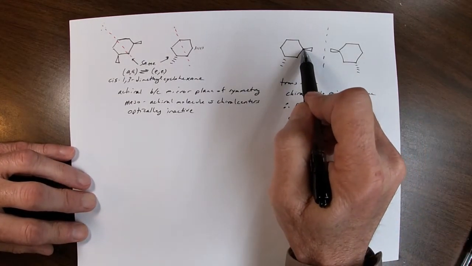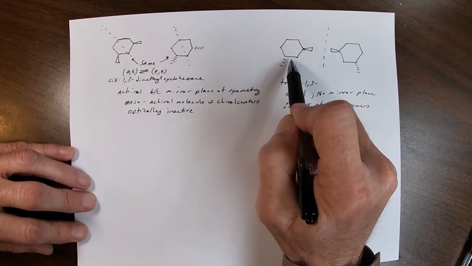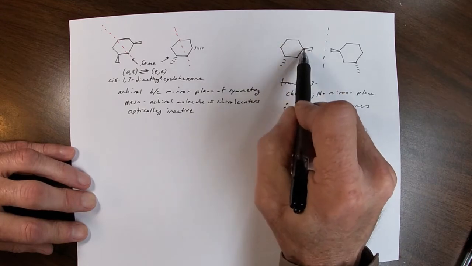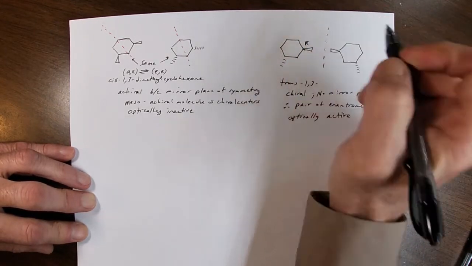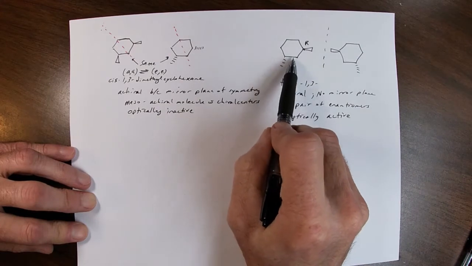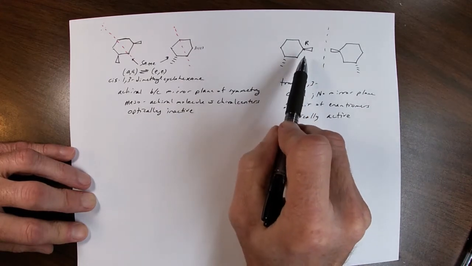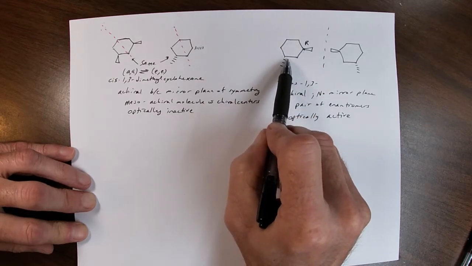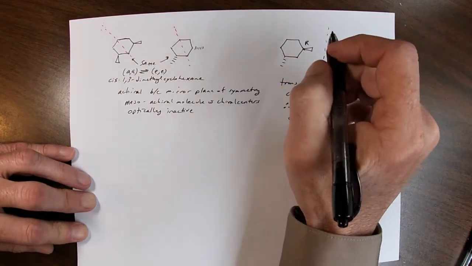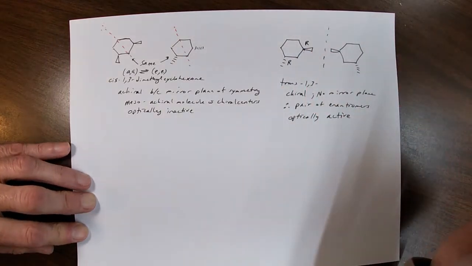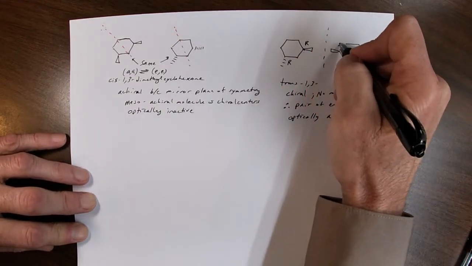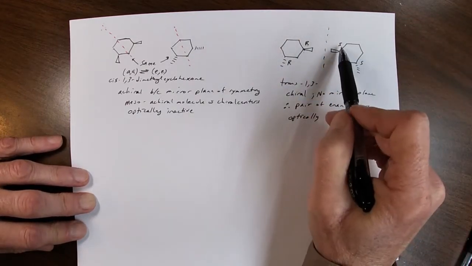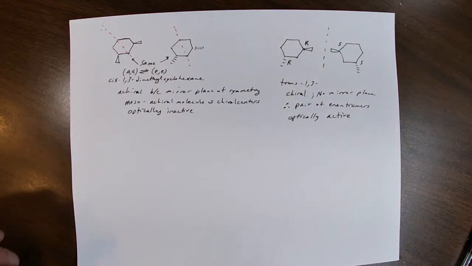Let's assign R and S to this. This arm has a branch, so it's more important than that arm. So 1, 2, 3 is clockwise. Lowest priority is pointed away from me. That is R. If I look at this position, this arm is more important than that arm. So 1, 2, 3, counterclockwise, S. The hydrogen is pointed up toward me. Again, that becomes R. So that's your 1R, 3R, and by analogy, this is your 1S, 3S.